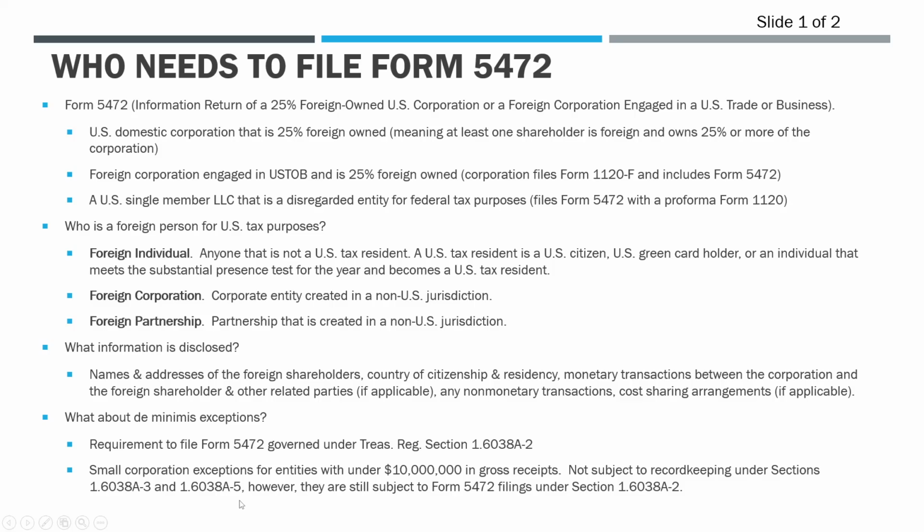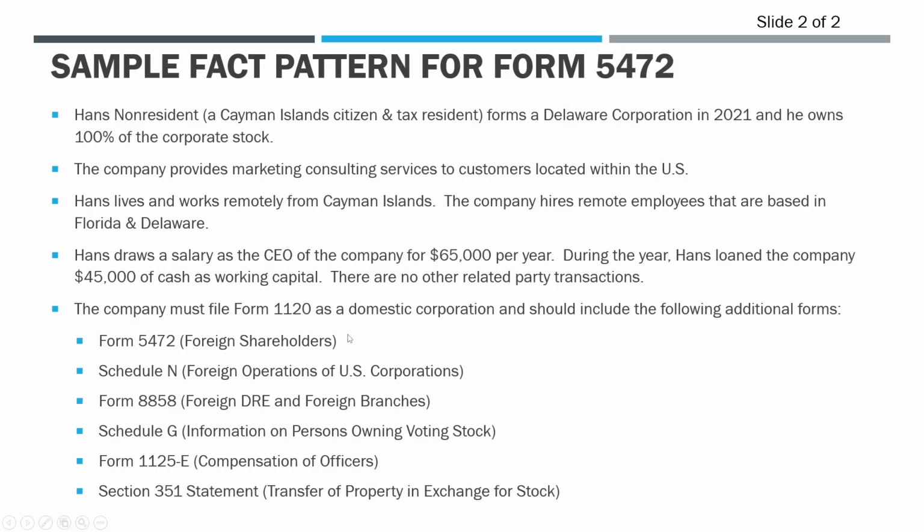And so again, in this case, if you find that you're a small corporation, you still have to do the 5472, right? So 6038A-2 still applies, but you can get out of certain other requirements that are only going to apply to the much larger companies, okay? Okay, so let's go on to the next slide here. Let's look at our fact pattern, and then we'll look at the tax return.